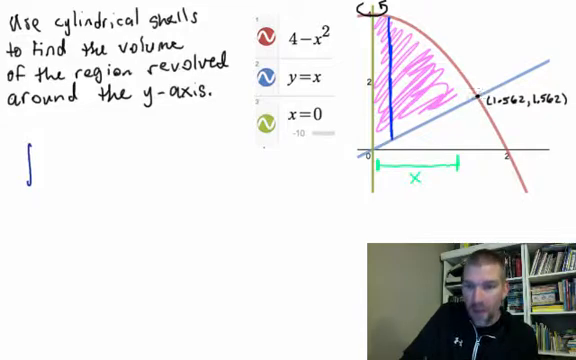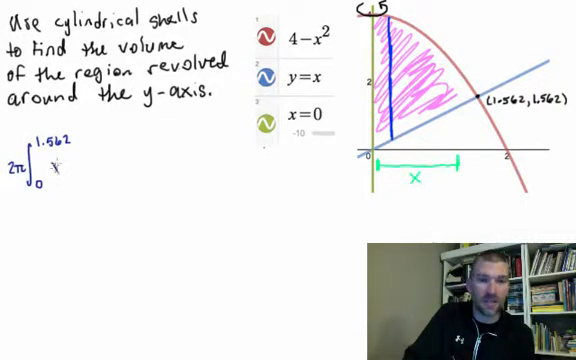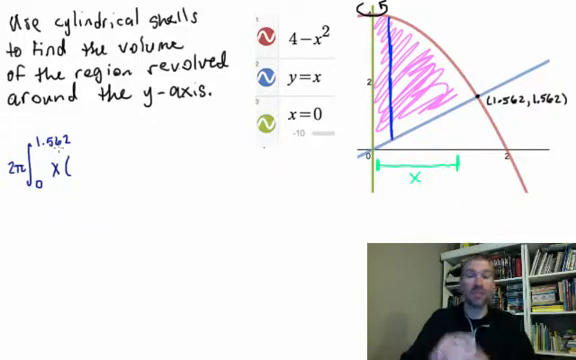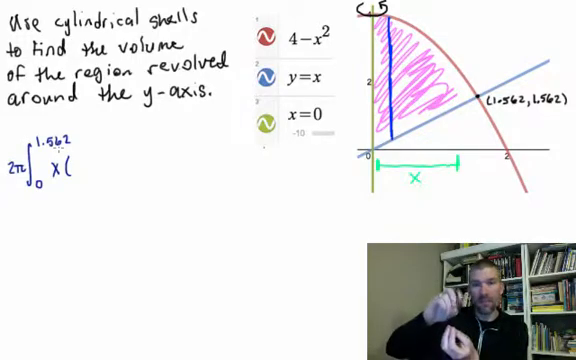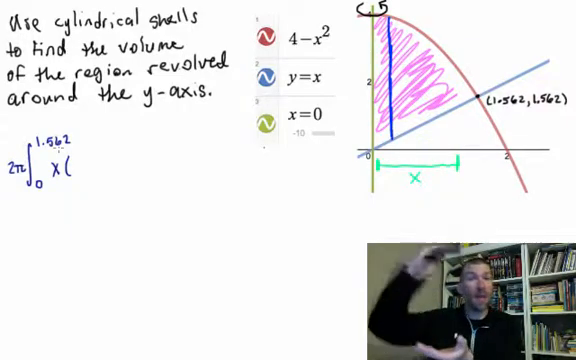Then we're going to find where this point of intersection is, and I use my graphing calculator to do this. You could set x equals 4 minus x squared and solve it out that way as well. So we're going to integrate from 0 to 1.562. We're going to have 2 pi in the front. We're going to have the shell radius, which is the x coordinate, okay, times the shell height. And the height on this one is just from that line from 4 minus x squared to x. But remember, we're not going past 4 either.